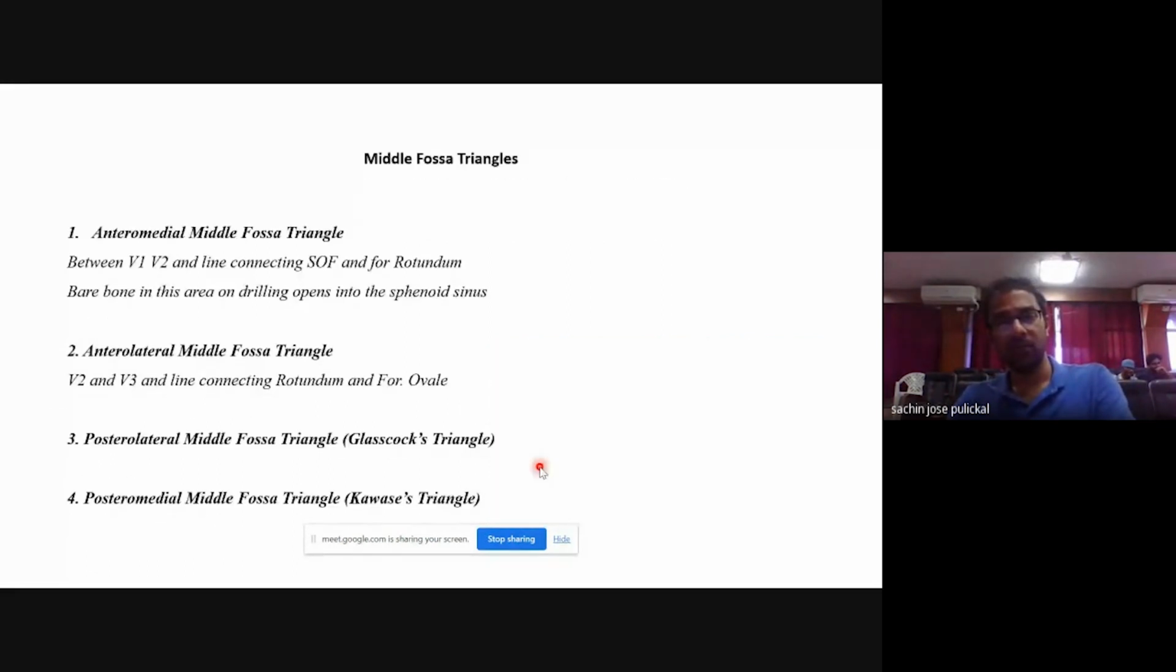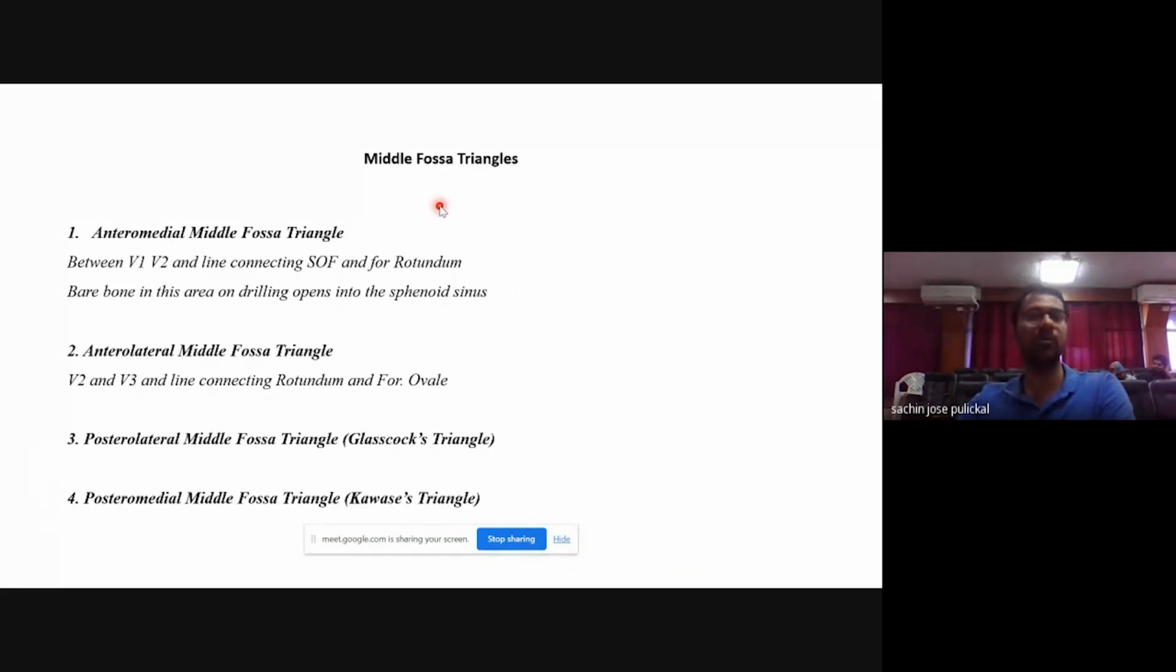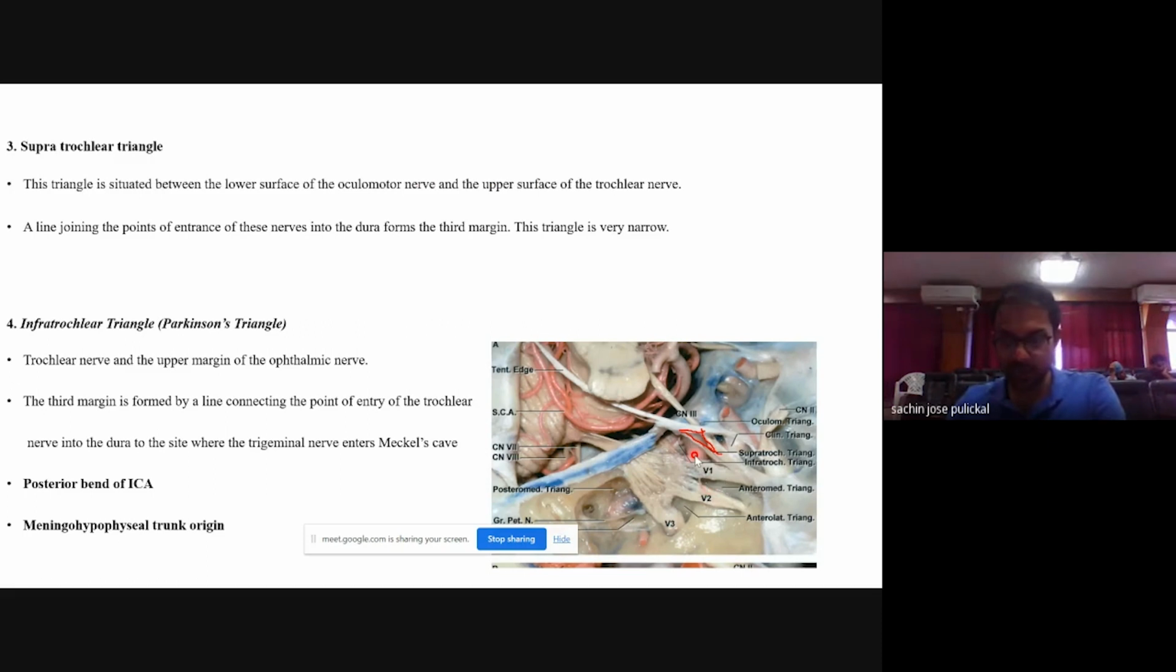Okay. So these are the cavernous sinus triangles. The roof triangles are the clinoidal triangle and the oculomotor triangle, and the lateral wall triangles are the supratrochlear and the infratrochlear triangles, which are related to the 4th nerve, as explained before. Coming to the middle fossa triangles. These middle fossa triangles are situated lateral to the cavernous sinus triangles in this area.